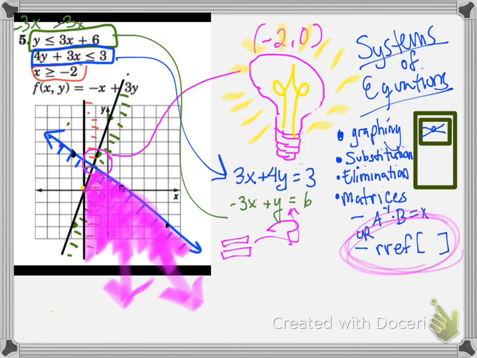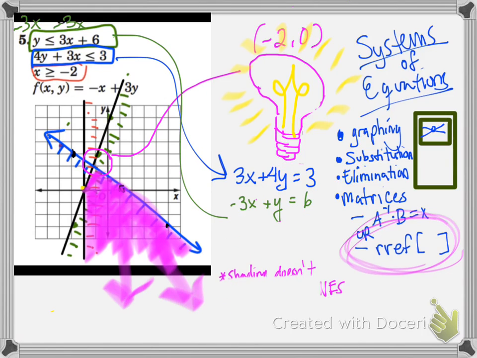Now why did I put an equal sign there? Why is that okay? Well, we don't care about the shading because we're just looking where the lines meet. We're not looking where the whole regions overlap. We just want to know where the lines meet. So regardless of whether it's a less than or a greater than, whichever side it's shaded, the lines are going to still meet at that same exact point.